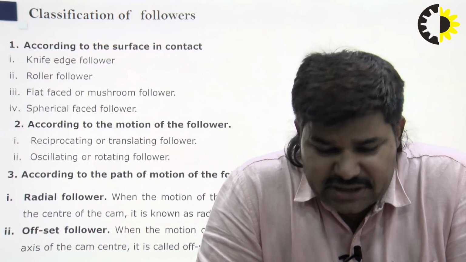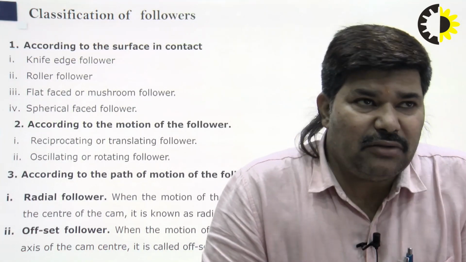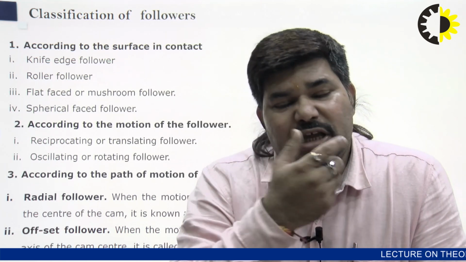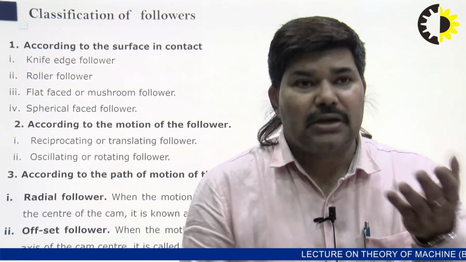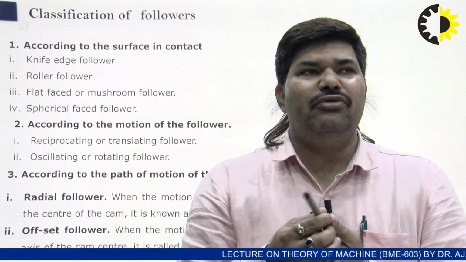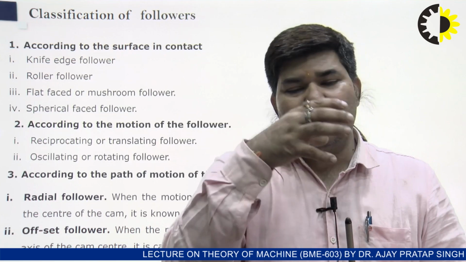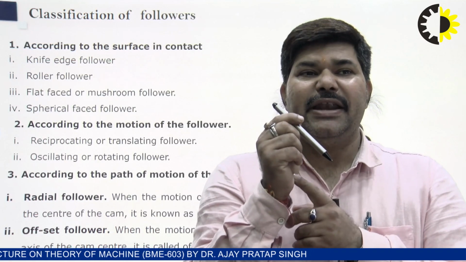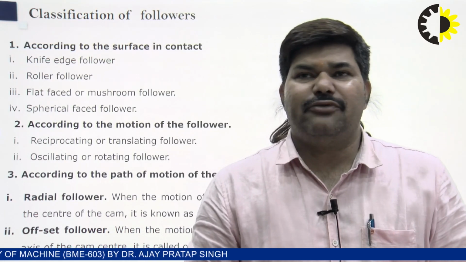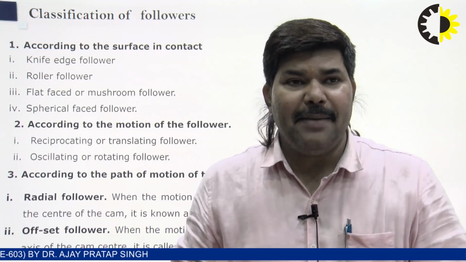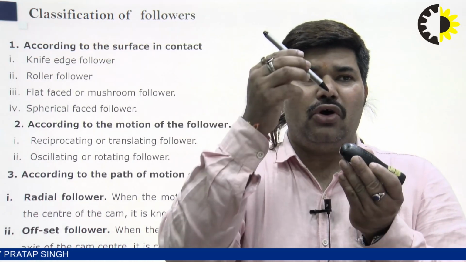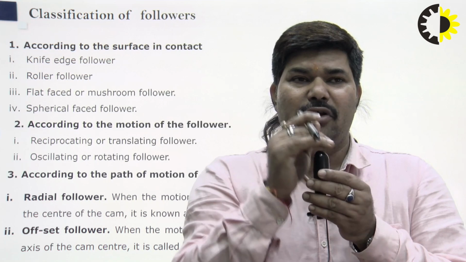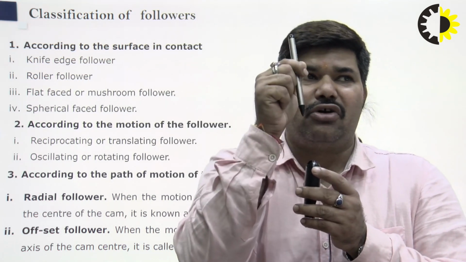We can now look at the classification of followers. There are different parameters. The first one is according to the surface in contact. It means in which shape the CAM and the follower make contact. According to contact, one is the knife edge follower, second is the roller follower, then the flat face follower and the spherical face follower. Suppose this is the CAM and this is the follower. So the follower is classified first according to the surface of contact.